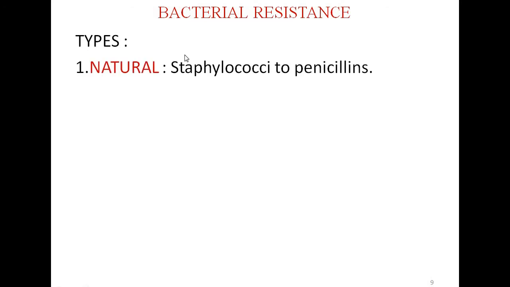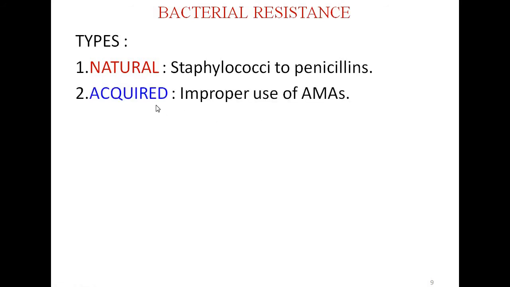Bacterial resistance has emerged as a major problem. What do we mean by bacterial resistance? It means the antibiotic is no longer effective against a particular microorganism. Resistance to an antimicrobial by the bacteria can be either natural. For example, certain strains of species of Staphylococci are resistant to the actions of penicillins. More important is acquired resistance. Acquired resistance is a result of improper or irrational use of antimicrobial agents.